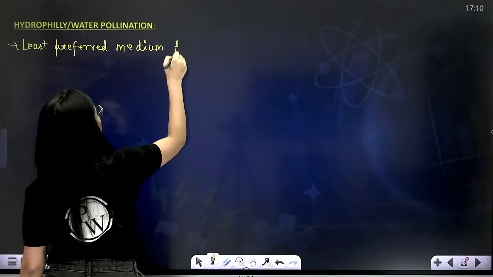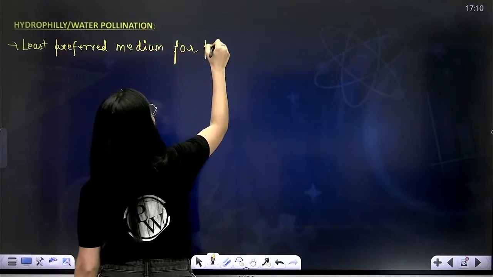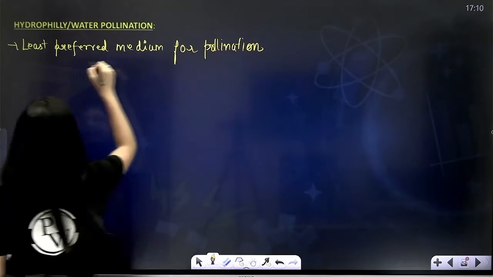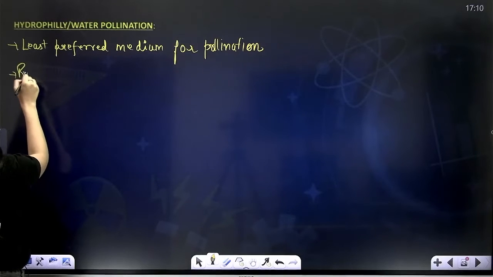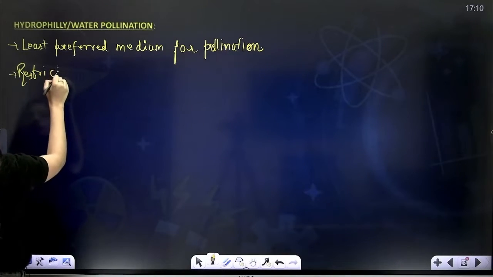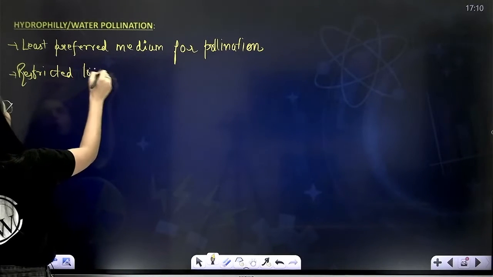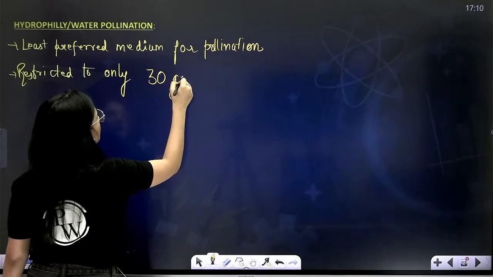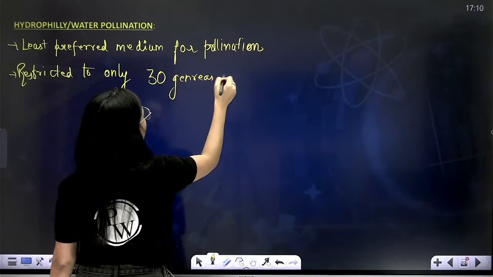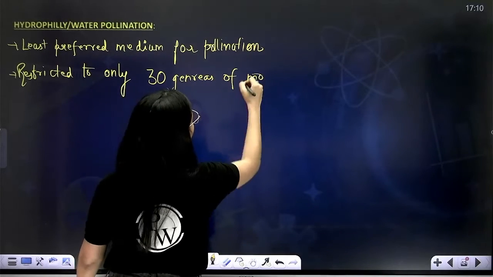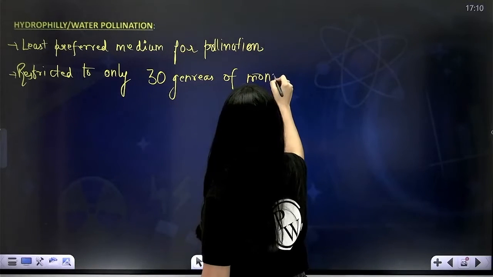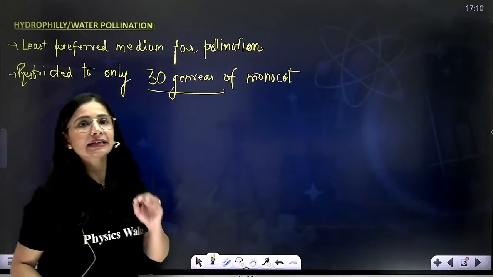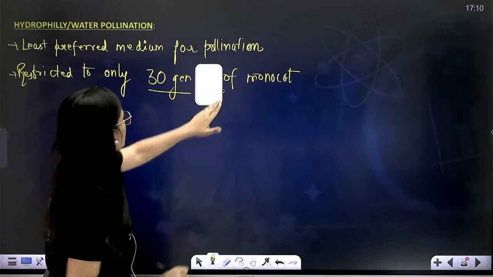Medium for pollination. Second point, it is restricted to only 30 genera of monocot plants.